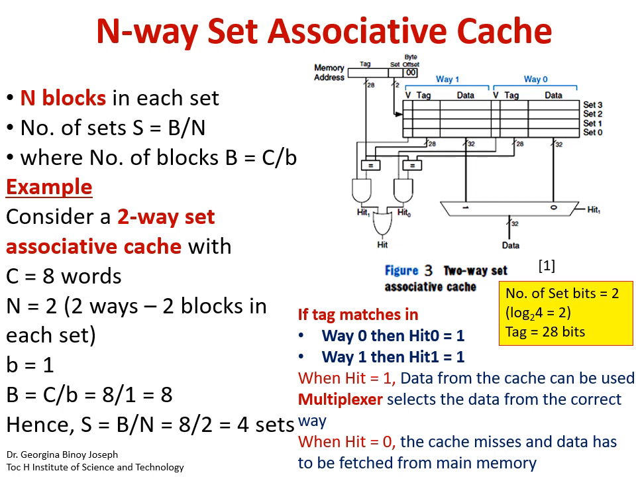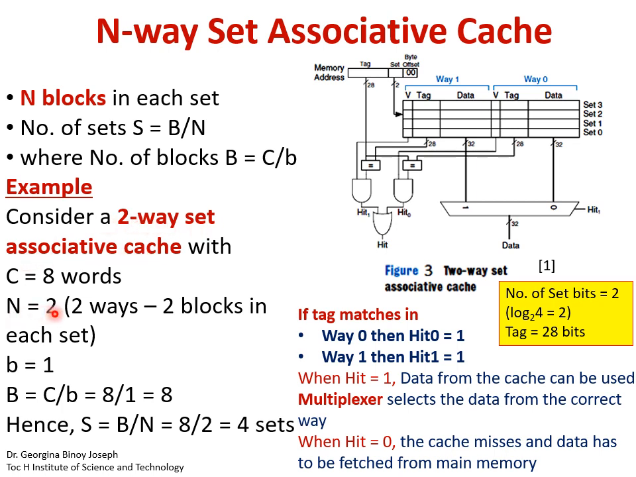Now, let us look in detail at the n-way set associative cache using a particular example. We know that there are n blocks in the set and the number of sets S is equal to B by n. The number of blocks B is given by the formula C by b, where C is the cache capacity and b is the block size. As an example, consider a cache that again can store 8 data words. Capacity C is equal to 8 data words. Let us take the example that n is equal to 2. Since n is equal to 2, we call it a two-way set associative cache.